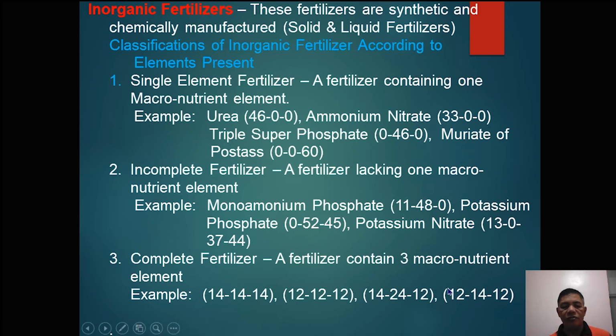Then similar is true also to this example. In other words, in complete fertilizers, there are variations in the composition of the NPK. But what's important here is they are complete, meaning all the nitrogen, phosphorus, and potassium are present in a particular complete fertilizer. So these are the three category classifications of inorganic fertilizer.